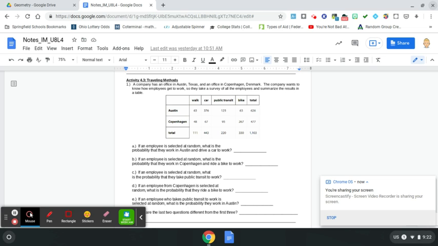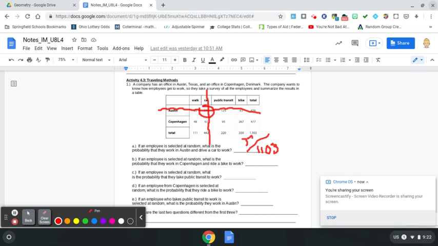So let's jump in with A. If an employee is selected at random, what's the probability they work in Austin and drive a car to work? So we know that we're taking a look at all total employees. So our probability is going to be out of the total 1,103. We're looking for the intersection of people who work in Austin and drive a car. So I go across this Austin one and drive a car, and we can see my intersection is right there, 376. So that's 376 out of 1,103. To find the probability as a decimal or a percentage, just divide the top by the bottom.